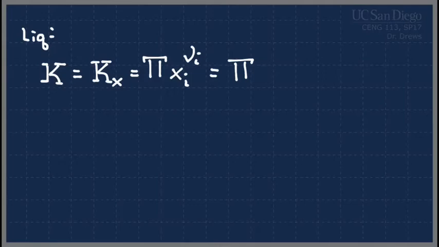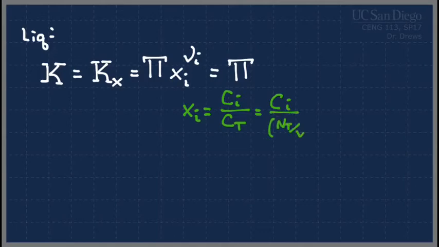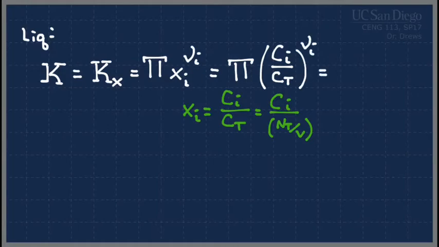The step that we have to take in order to relate this to something else is to recognize that x sub i, the mole fraction in the liquid phase, is equal to the concentration of i divided by some total concentration, which is the same as saying the concentration of i divided by the total number of moles divided by the volume. So as a result, that pi term looks a little bit different, and now it's Ci over this C sub t raised to the stoichiometric coefficients.